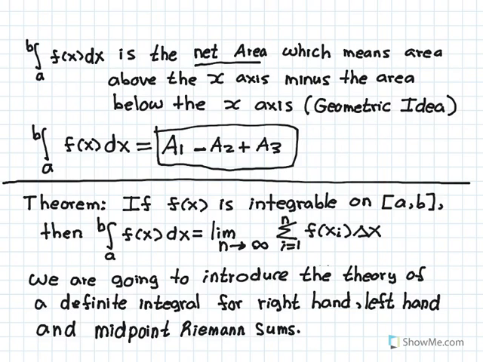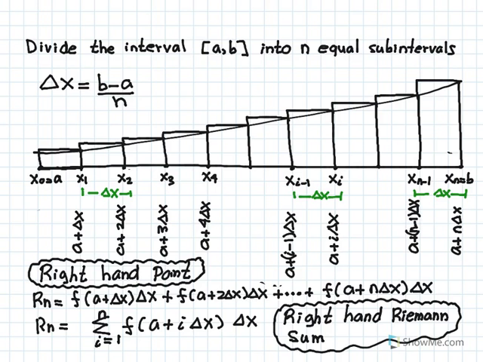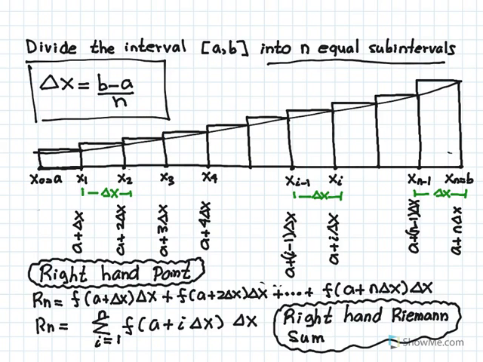So let's go over another theorem. If f of x is integrable on [a, b], then the integral from a to b of f of x dx is given by the limit as n goes to infinity of the summation from i equals 1 to n of f of x_i times delta x. We're going to introduce the theory of a definite integral for right-hand, left-hand, and midpoint Riemann sums. So here we have a diagram, and we divide the interval [a, b] into n equal subintervals. And that's given by delta x is equal to (b minus a) over n.